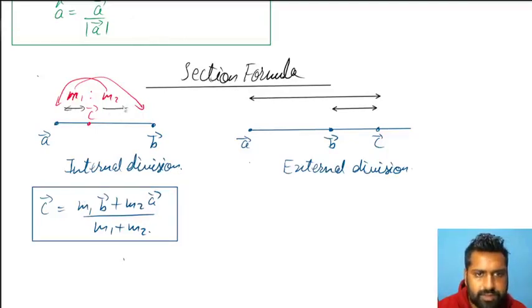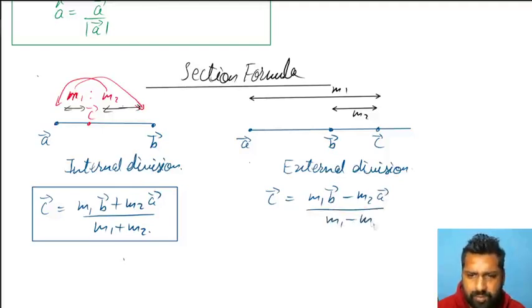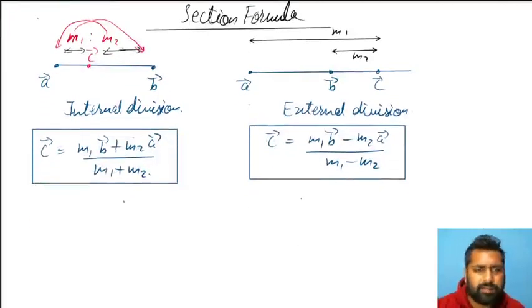Here this was M1, this was M2. This length, they are being divided in some ratio. This time the ratio is again M1, this is M2. They are divided like this. So C vector is M1 B vector minus M2 A vector. So instead of plus you have minus, that's it, upon M1 minus M2. So if you want to change the formula from internal division to external division, what you have to do is just change the sign. Instead of plus, use minus. And then you have the same idea.